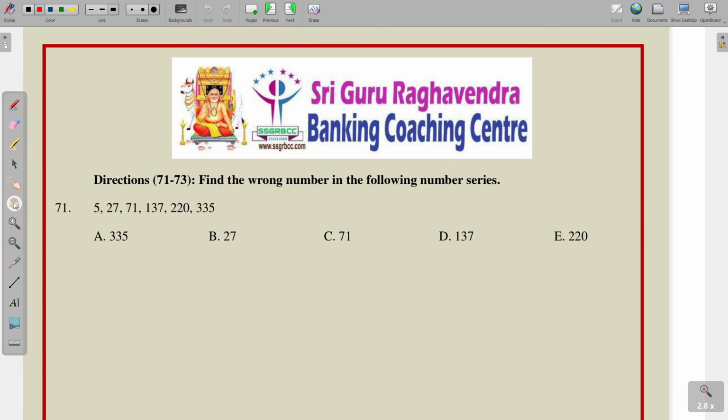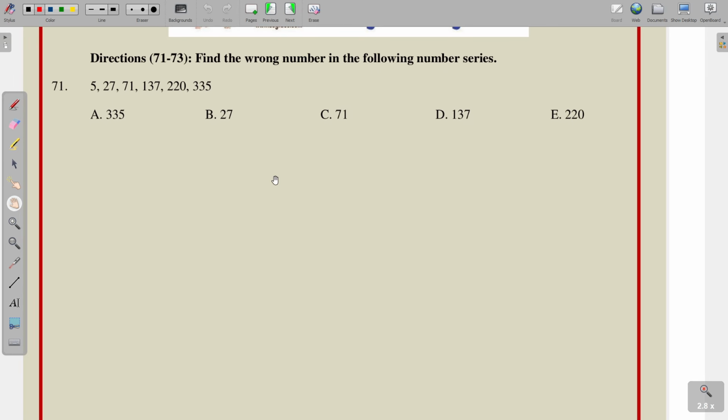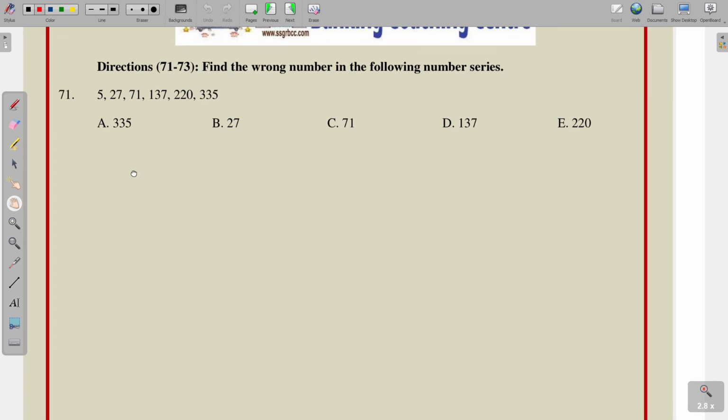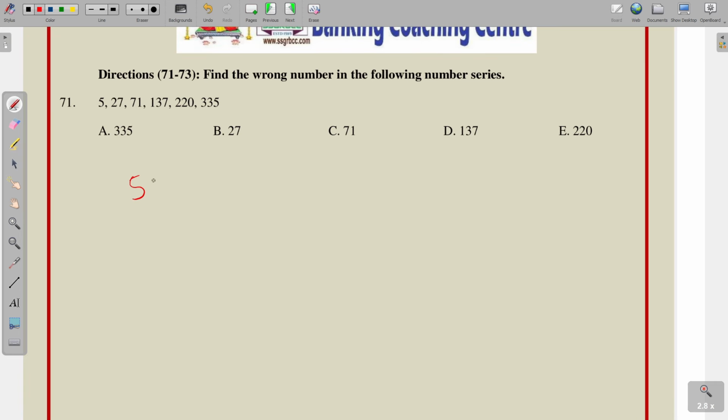Next question. Find the wrong number in the following number series: 5, 27, 71, 137, 220, 335.